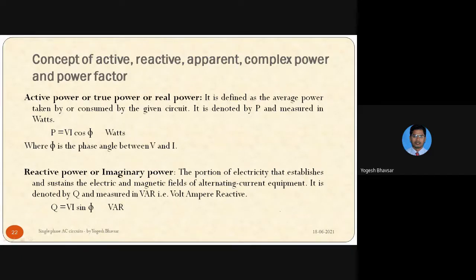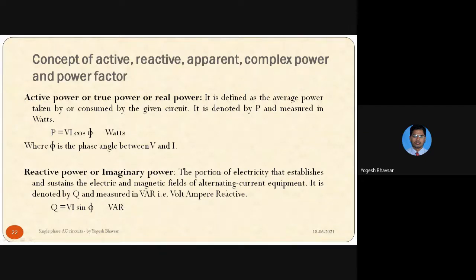It is denoted by capital P and measured in watts. Often when you purchase any electrical appliance, the power is mentioned in terms of watts, or kilowatts if it is a high rating. So this is the active power. It is actually consumed to do some useful work. The formula is given by P is equal to VI cos phi.